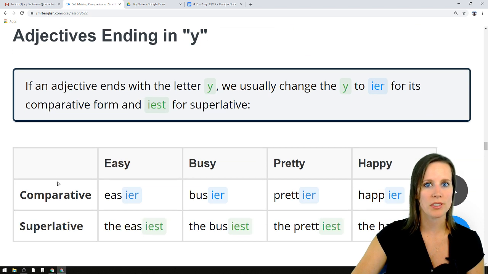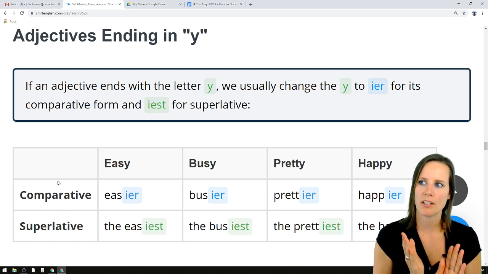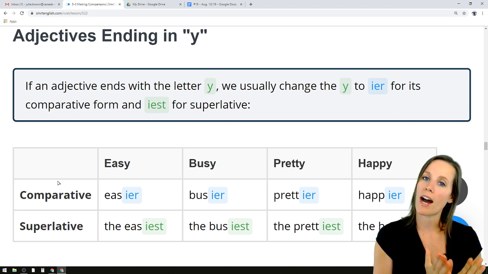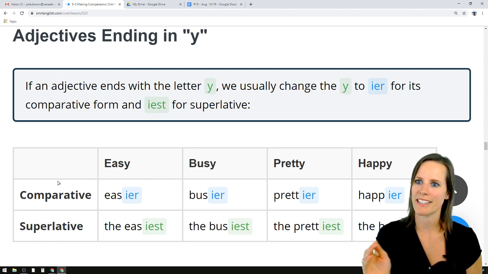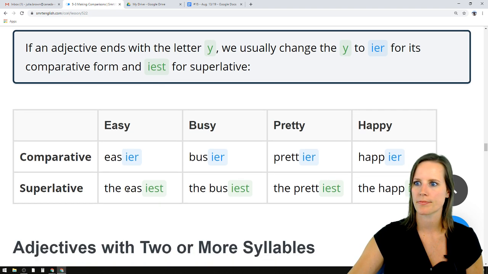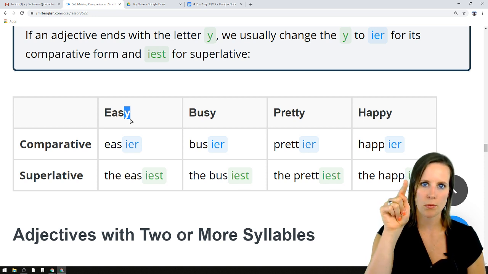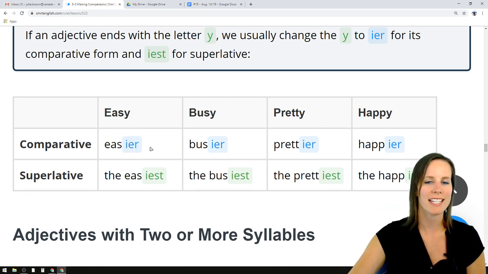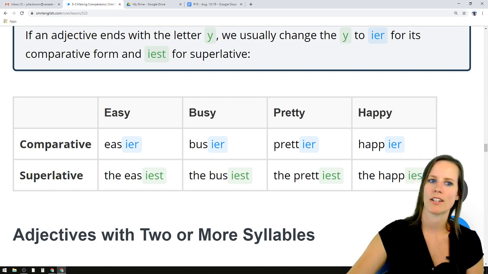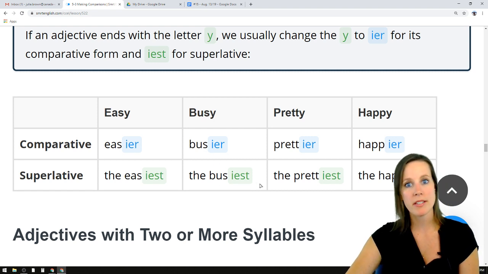And next rule, adjectives that end in Y. So we're talking about adjectives that end in Y. Usually the Y changes to an I before ER, okay? And the I before EST. So let's take a look here. So easy, it's two syllables, easy, but it ends in Y, okay? So the comparative, easier, okay? The superlative, the easiest, okay? Busy, two syllables, but ends in Y, so busier and the busiest, okay?